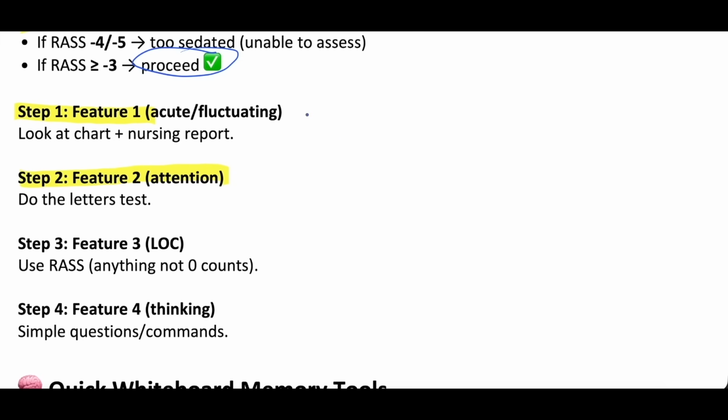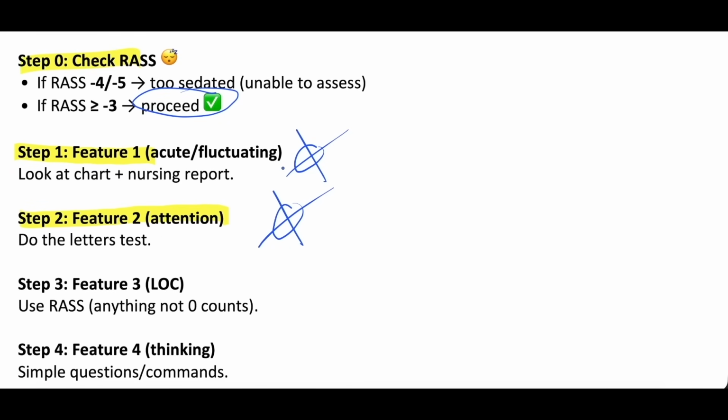Because if they don't have feature 1, so if they don't have acute onset or fluctuating mental status, then just stop there, because the CAM ICU is going to be negative. If they don't have feature 2, if they don't have inattention, just stop there, because the CAM will be negative. But if they have a RASS of less negative than -3, aka they open their eyes to any degree with verbal stimuli, then move on to feature 2.